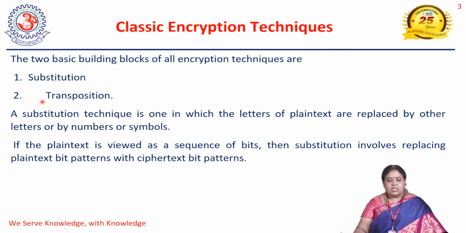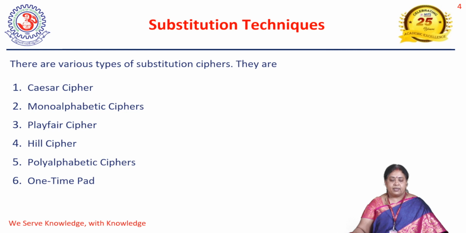Okay, so these are the two basic building blocks. We call these the basic building blocks of all symmetric encryption processes. So in symmetric encryption, we are going to depend mainly on these two techniques. One is called substitution and the other is called transposition. Then we discuss some substitution techniques. These are the substitution techniques that we are going to discuss.